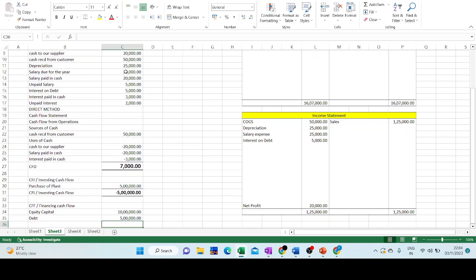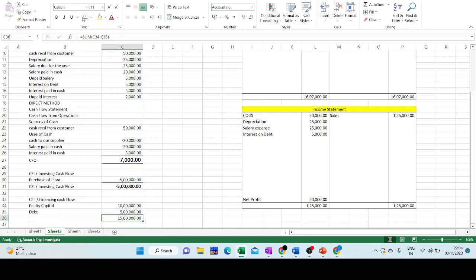So my equity capital increased by 10 lakhs. So inflow from equity financing is 10 lakhs. And my debt increased by 5 lakhs. So inflow from debt financing is 5 lakhs. So my CFF is 15 lakhs.